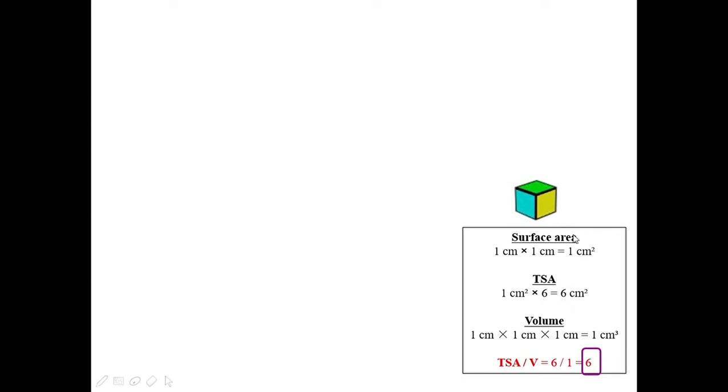What about the volume? So formula untuk calculate the volume is panjang darab lebar darab tinggi. Maka isi padu kubus ini bersamaan dengan 1 cm padu. So the total surface area to volume ratio untuk kubus ini ialah 6. Okay, we have the TSA divided by the volume.